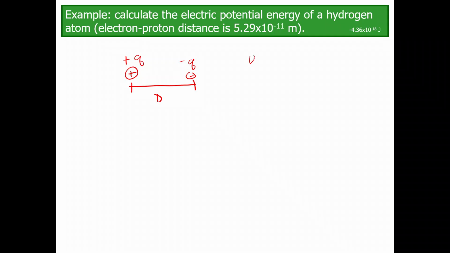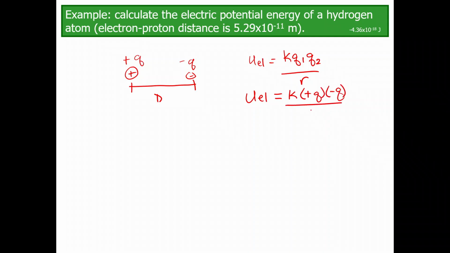So our electric potential energy is still going to be K Q1 Q2 over R. We need to make sure we include the sign. So Q1 is going to be positive Q, Q2 is going to be negative Q. I'm going to use D for that separation distance.